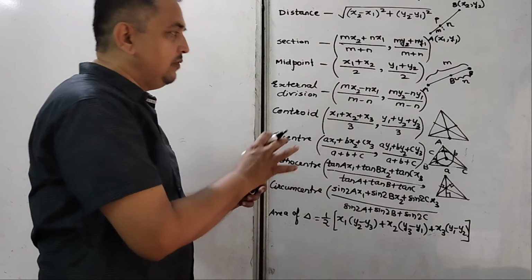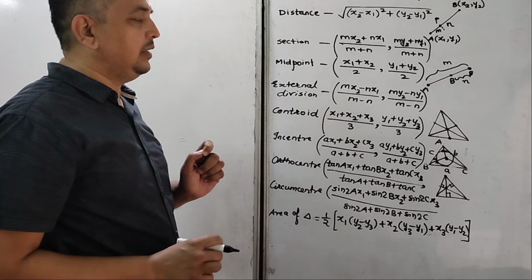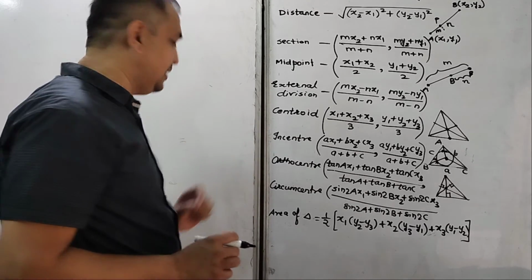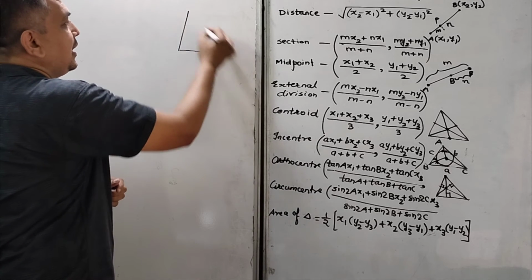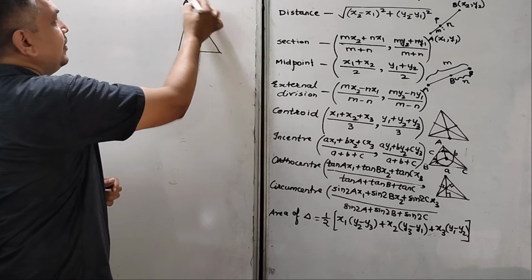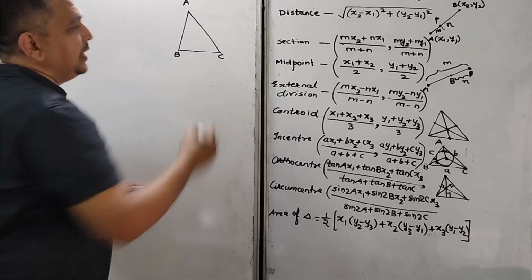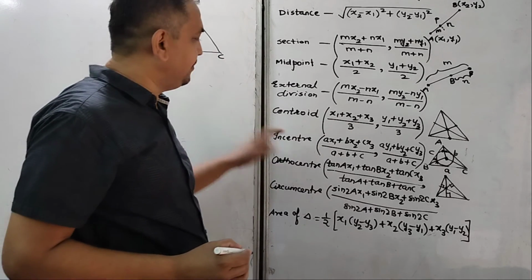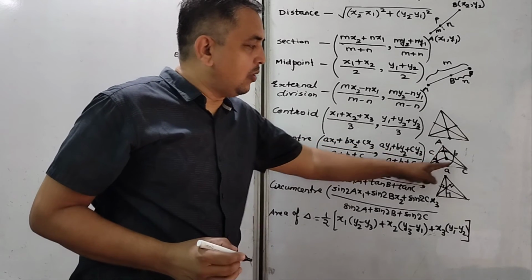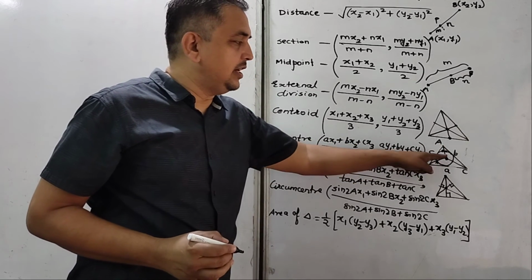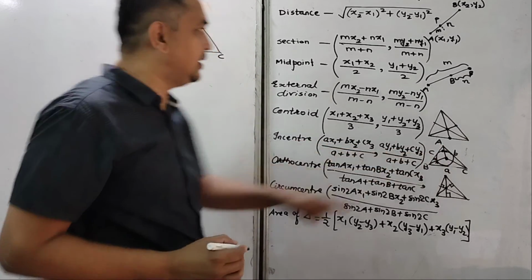Now with this we see one more formula, that is the excenter. Now let us see what the excenter is. If we draw a triangle ABC, we have seen what the incenter is. The incenter: the circle which touches all three sides, the center of that circle is called the incenter.